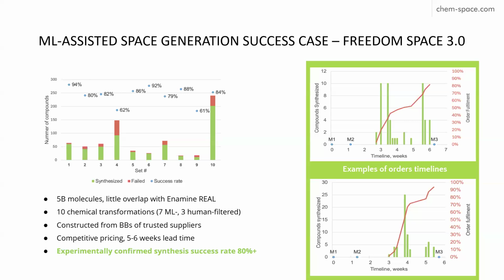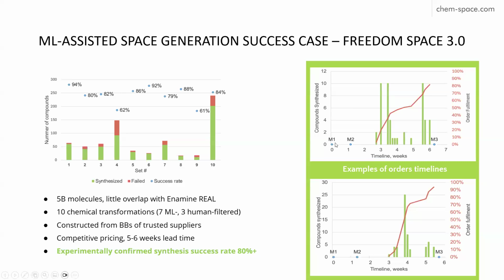This time we were able to analyze the synthesizability of these molecules and the reliability of our approach for space generation. Here you can see the results: the synthetic success rate for 10 sets of molecules of different sizes. On average, across these 10 sets of compounds, we observe more than 80% success rate, which is good. And we also analyzed the order fulfillment.